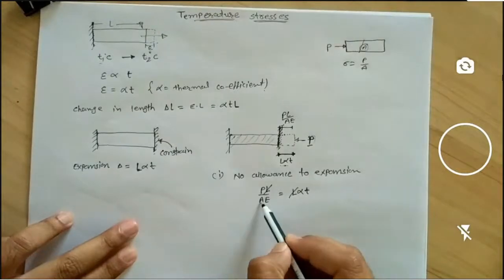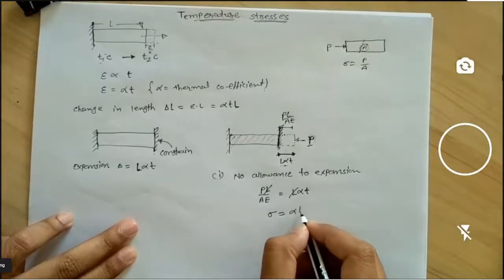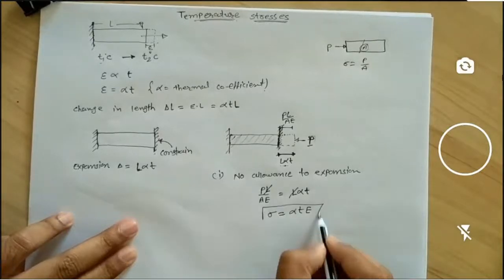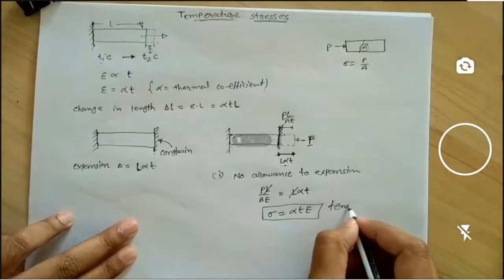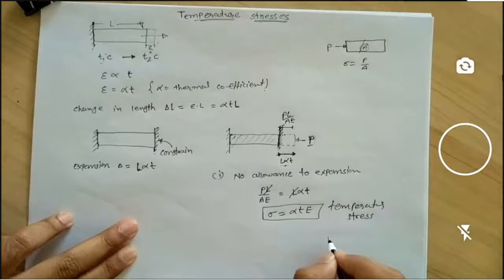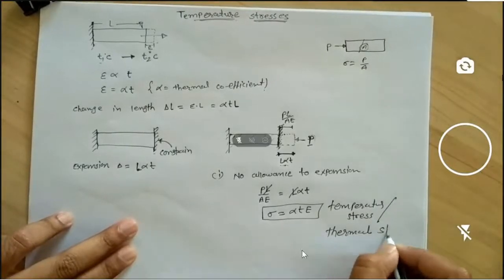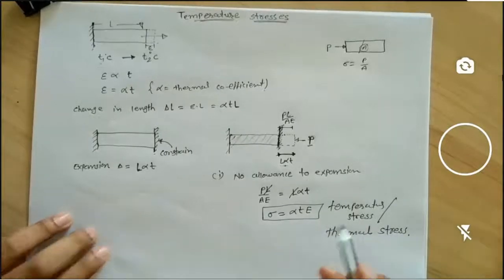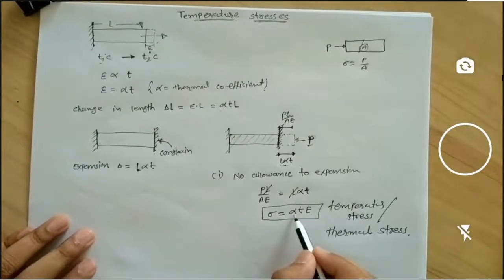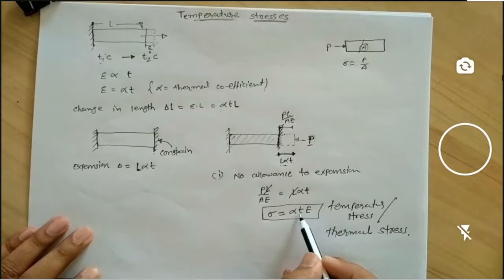P by A, that is the stress. So stress is given by alpha T E, and this stress is known as the temperature stress or thermal stress. Okay, so this stress magnitude is alpha T E. So thermal stress can be found using this equation. Here alpha is the thermal coefficient, T is the temperature variation, and E is the Young modulus of that material.